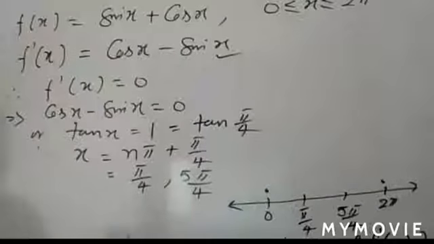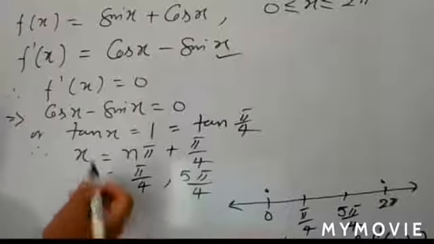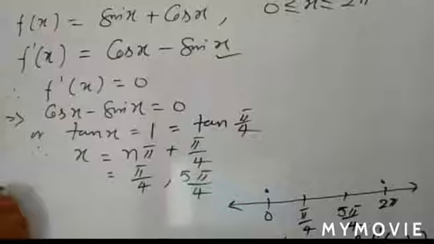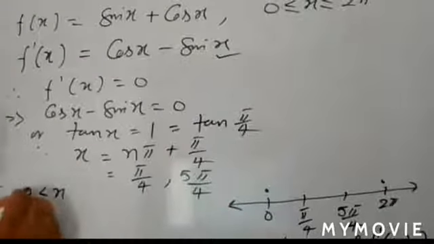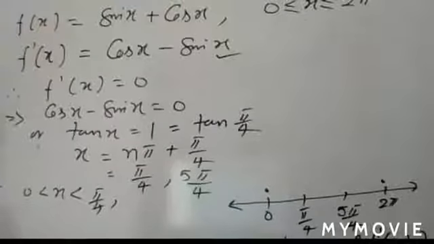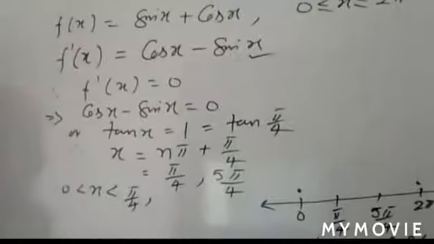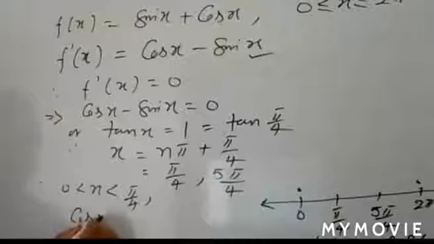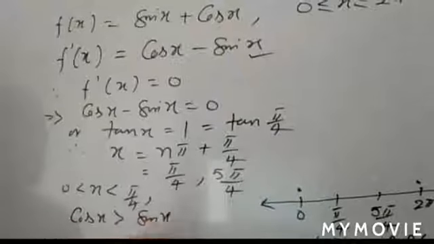So here you have two values, x equal to pi by 4 and 5 pi by 4. Now you have to check it only for one interval, so you write it this way. Since x is greater than 0 and less than pi by 4, the value of cos x is greater than sin x.